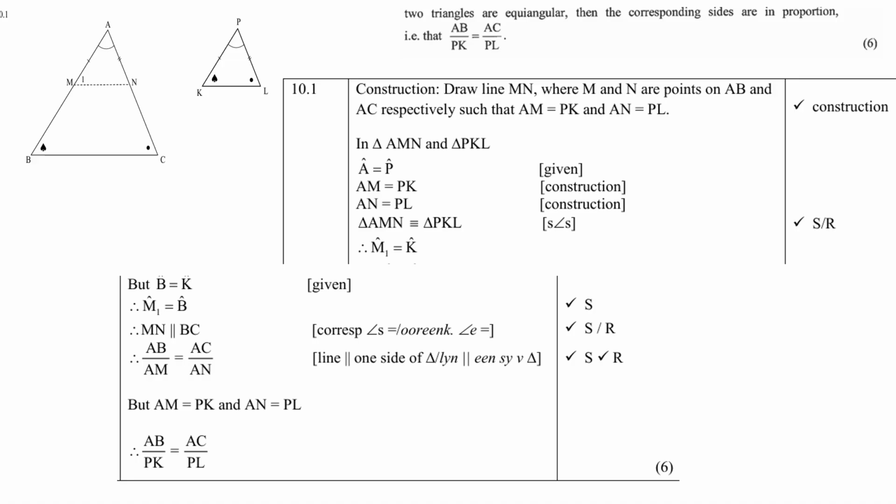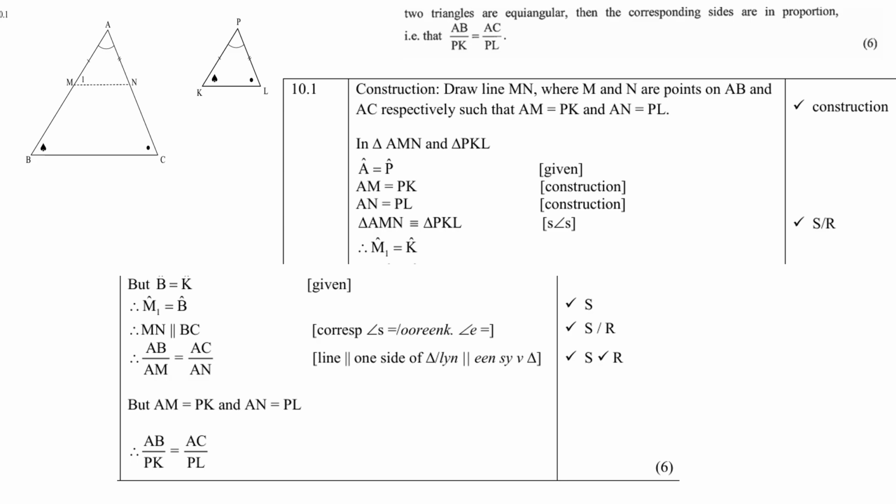And then we're going to prove now congruency in triangles AMN and PKL. Angle A is equal to angle P, that was given to us. AM is equal to PK according to construction, and AN equals PL according to construction. So therefore, triangle AMN is congruent to triangle PKL. Reason: side, angle, side.